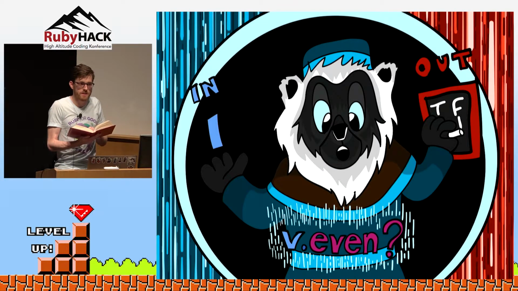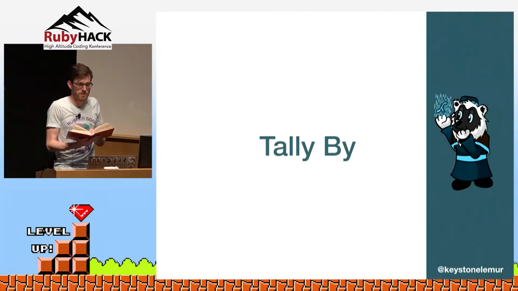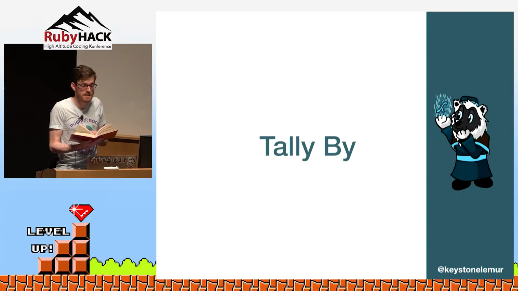Tally by works by keeping counts of elements by using a function to decide how to count those elements, such as if we're counting elements by, say, if they happen to be even or not. If we check that 1 happens to be even, it's false, so we would have a count of false here. So to take a look at that, let's take a look into tally by.